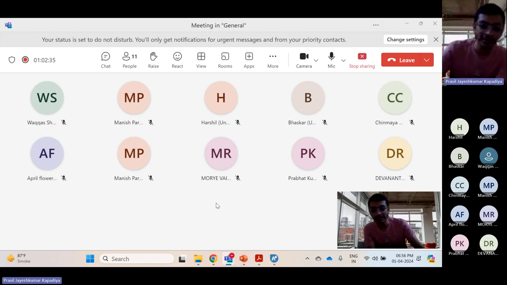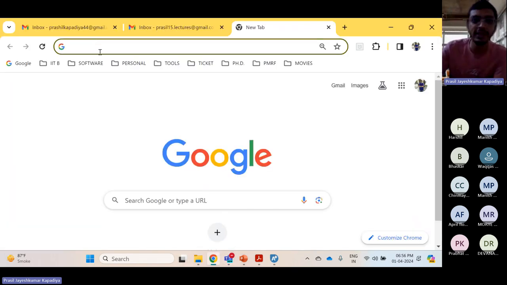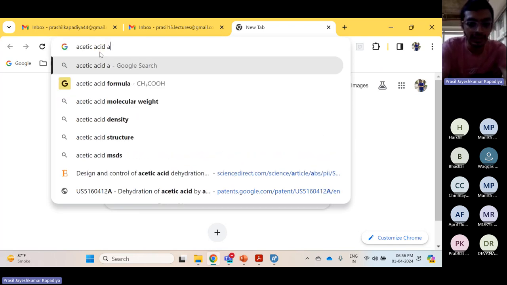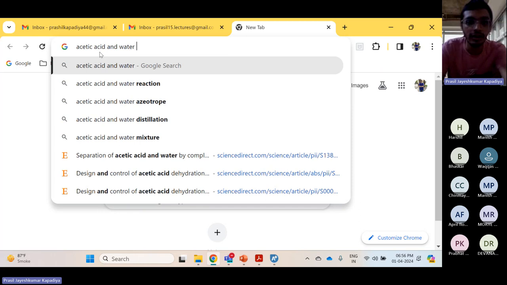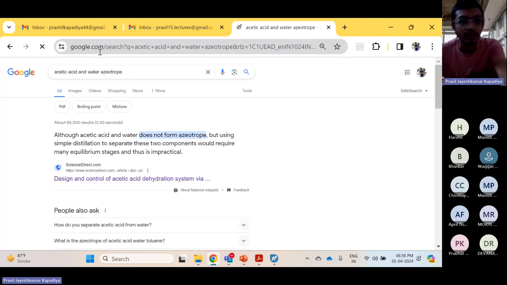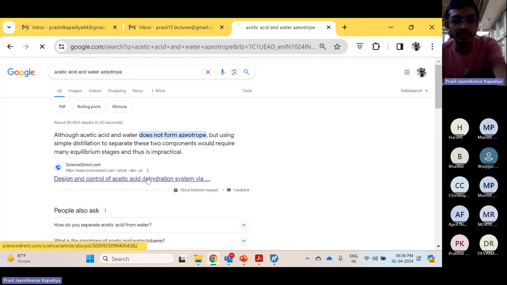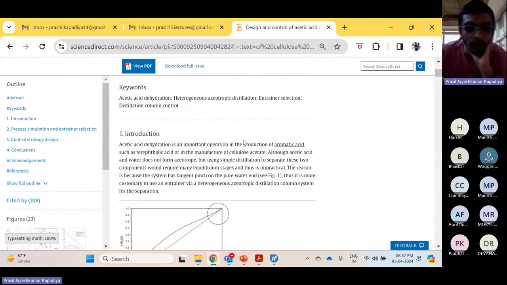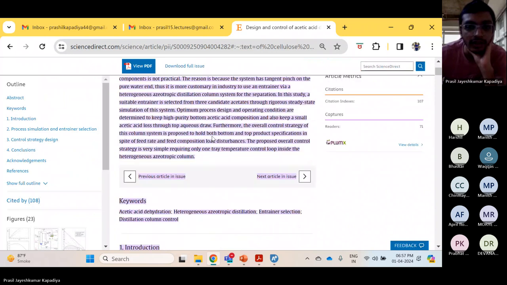Let's check on Google if acetic acid and water form an azeotrope or not. Acetic acid and water azeotrope. They do not form one. This is the research paper, so see what they tell. They do not form an azeotrope.